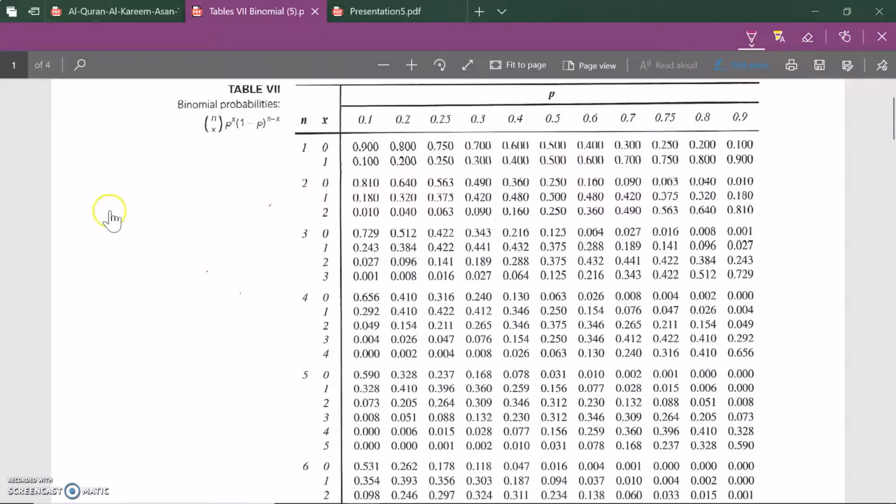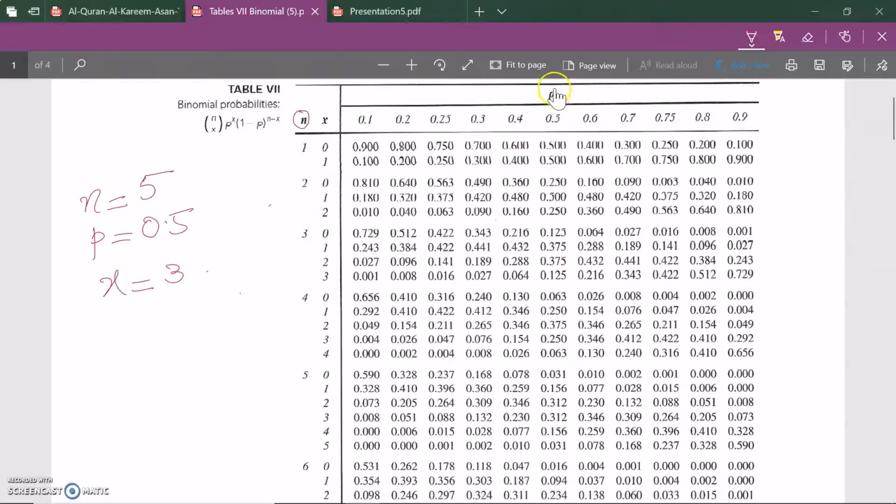You need to know n. You need to look at this n. N is here. You need to know p, and you need to know x. These are the things you need to know. So in our situation, n is 5, the probability of success is 0.5, and we want to be successful exactly 3 times. So our x is 3.